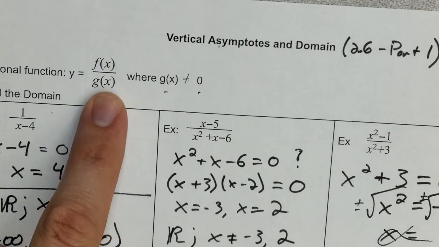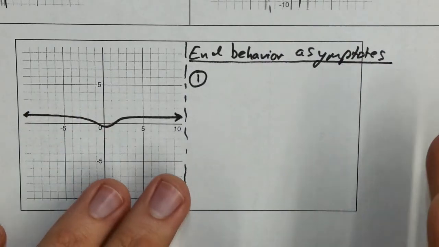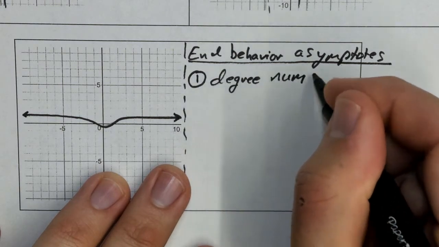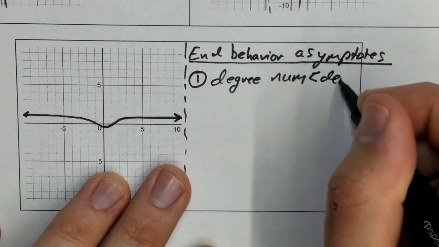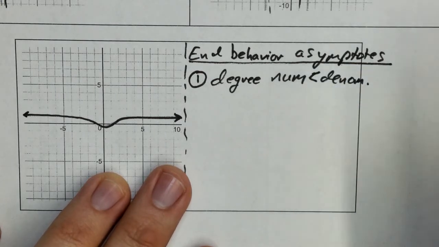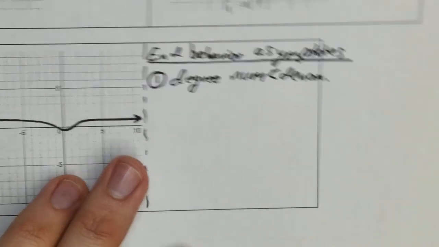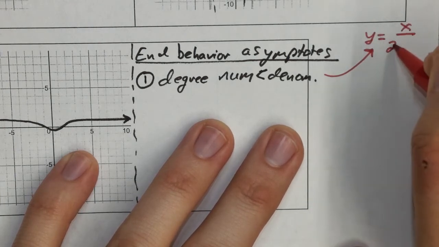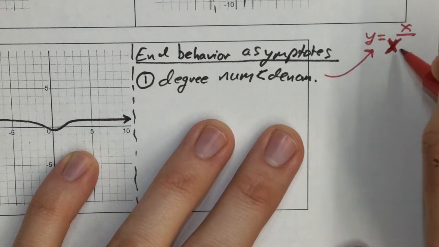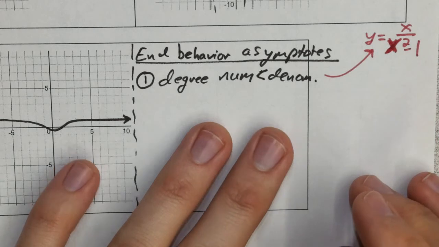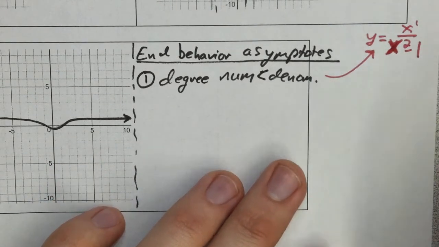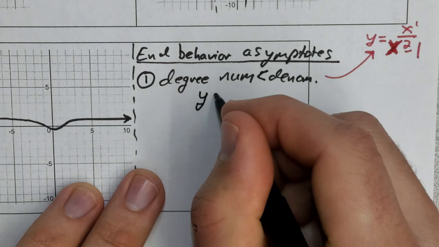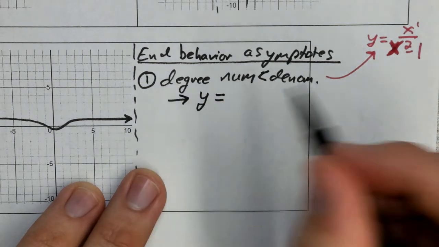Again, that's functions that look like this. Situation number 1. The degree of the numerator is less than the degree of the denominator. Okay? And so an example of that might be something like y equals x over x squared minus 1. So the degree on top is 1, the degree on the bottom is 2. So the degree of the numerator is less than the denominator, and so those functions will always have an end behavior asymptote at y equals 0.